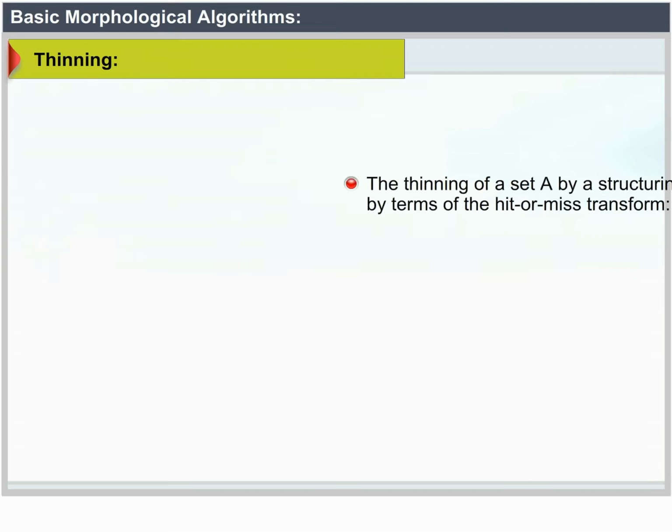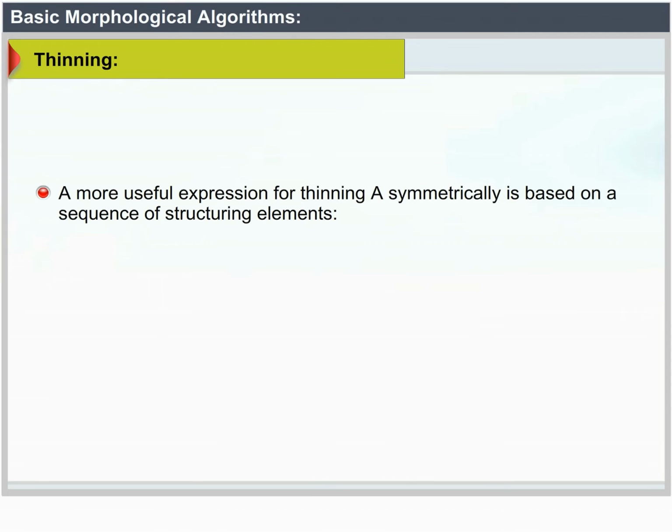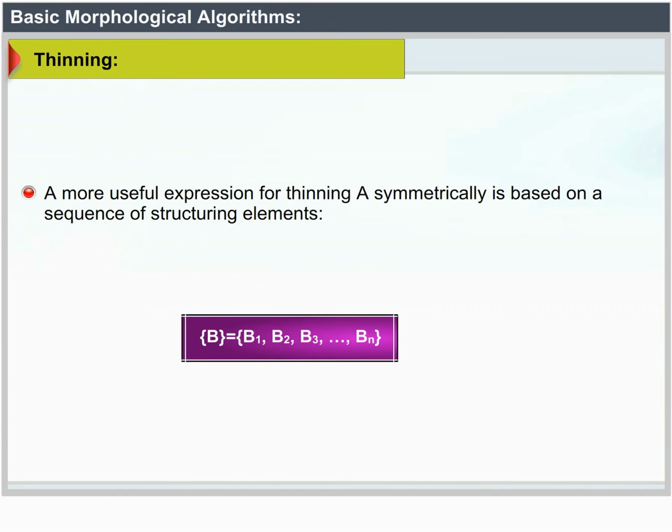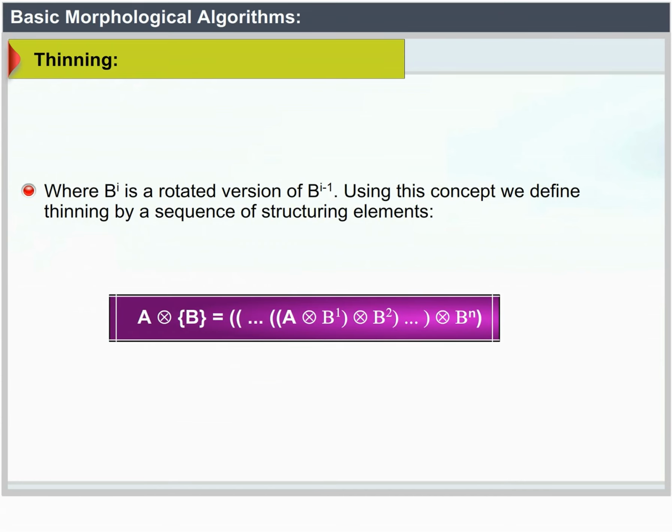Thinning. The thinning of a set A by a structuring element B can be defined in terms of the hit or miss transform, as shown. A more useful expression for thinning A symmetrically is based on a sequence of structuring elements, as shown, where Bi is a rotated version of Bi minus 1. Using this concept, we define thinning by a sequence of structuring elements as shown.